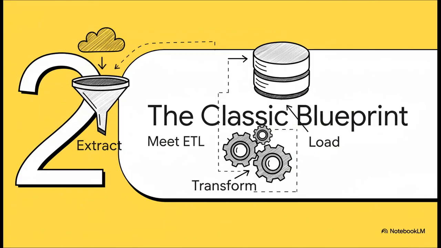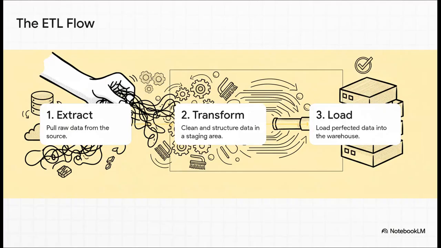So, now that we've got the blocks, let's see how they actually fit together. We're going to start with the classic, the time-tested approach, ETL. That's extract, then transform, then load. In the ETL world, that order is super strict. You extract the raw data, but, and this is the key part, before it ever touches your final destination, you move it into a temporary holding pen, a staging area. That's where all the transformation happens, all the cleaning and structuring. Only after it's been perfected is it finally loaded into the data warehouse.